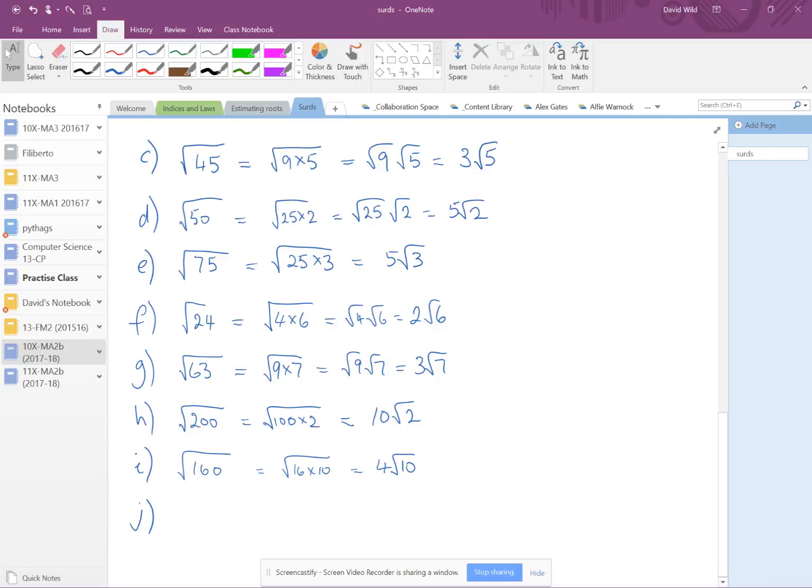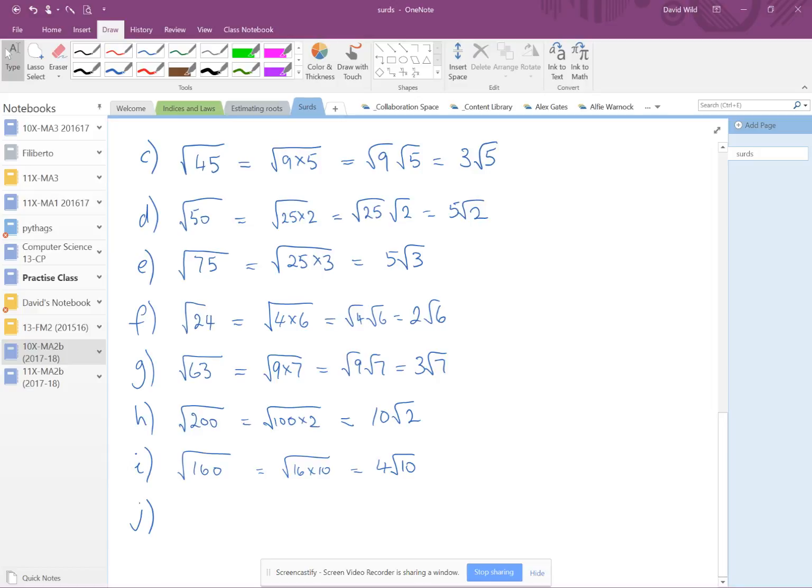E is root 25 times 3, which is 5 root 3. F, 2 root 6. G is 3 root 7. H, 200 is 100 times 2, so it's root 100 root 2. Root 100 is 10, so 10 root 2.